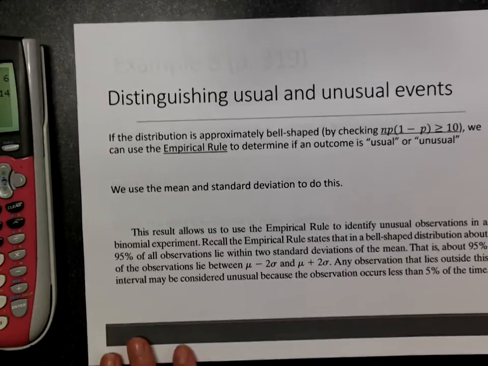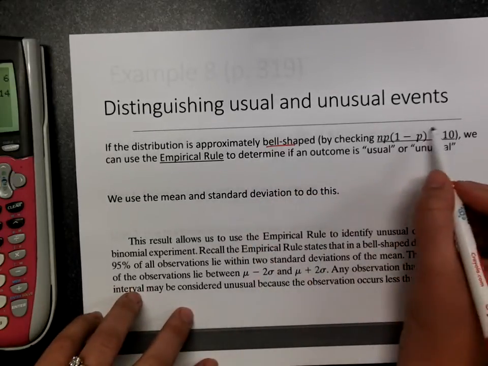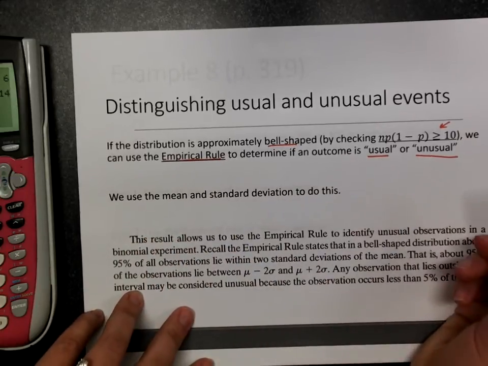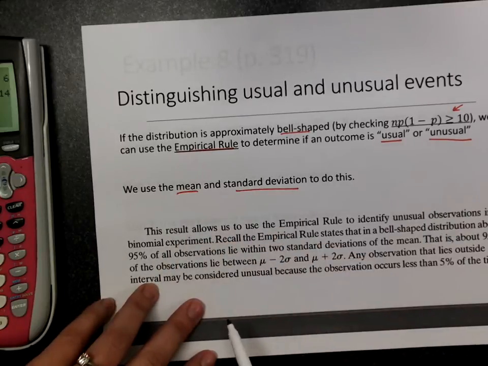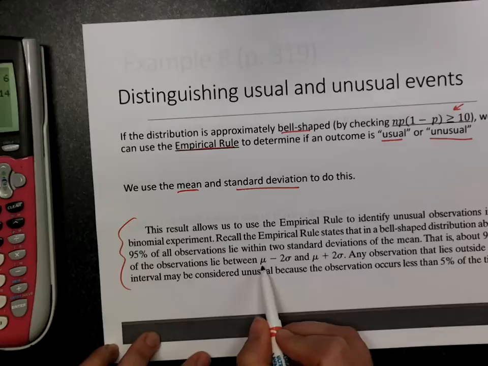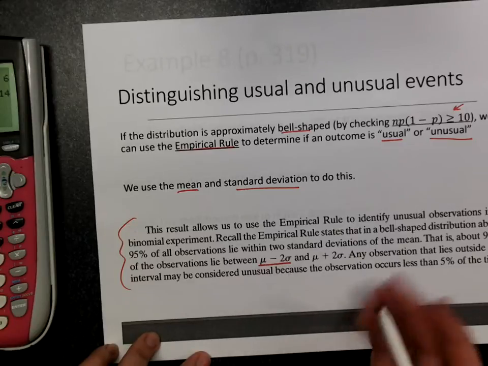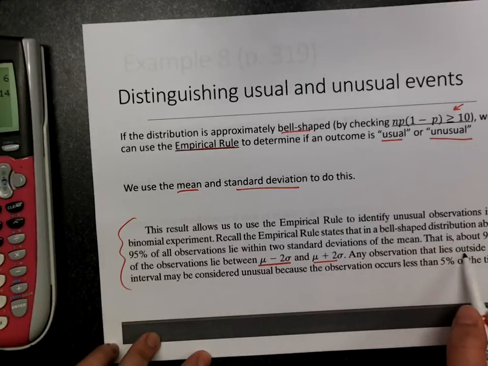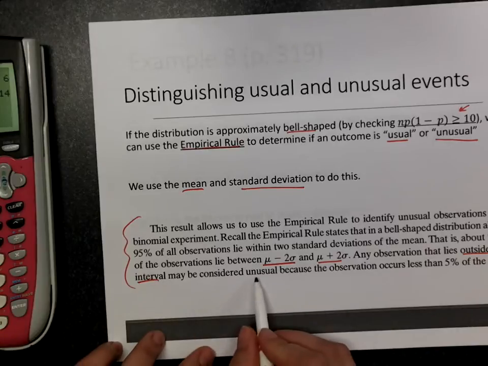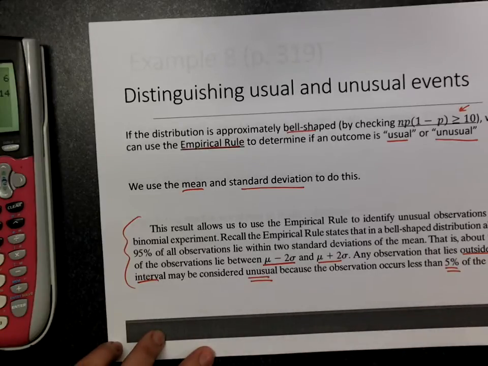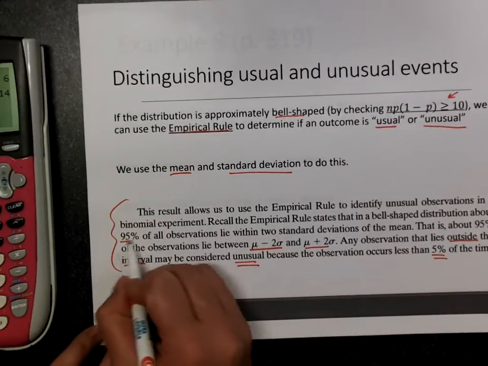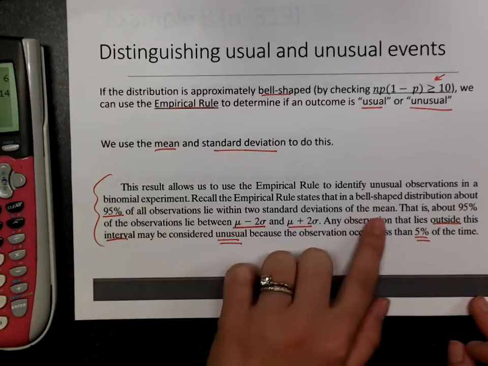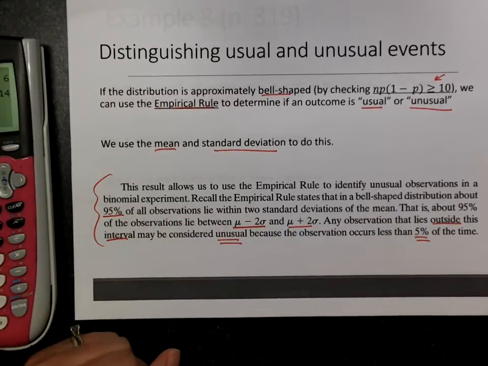So the book discusses this. If the distribution is approximately bell-shaped, by checking that, we can use the empirical rule to determine if the outcome is usual or unusual. So we use the mean and the standard deviation to do this. The book discusses anything that's more than 2 standard deviations below the mean, or more than 2 standard deviations above the mean. Any observation that lies outside that interval may be considered unusual because it occurs less than 5% of the time. If you remember the empirical rule, 95% of the observations lie within 2 standard deviations of the mean. So anything outside of that we can call unusual.